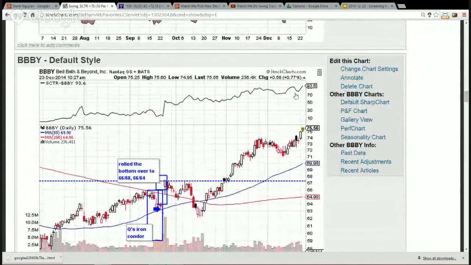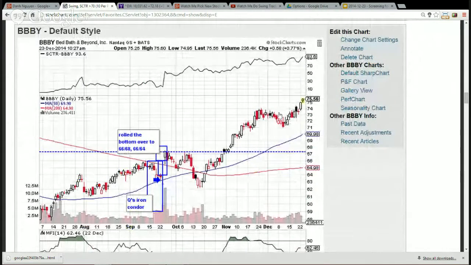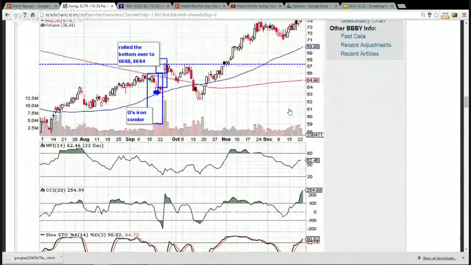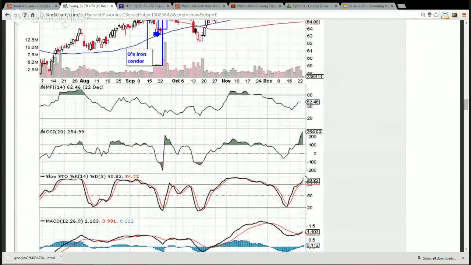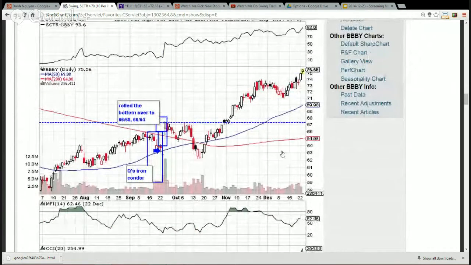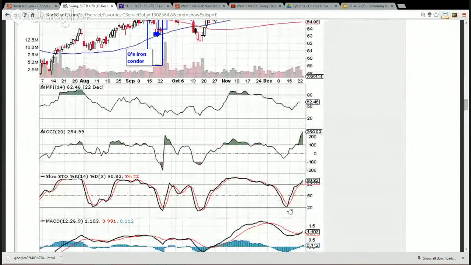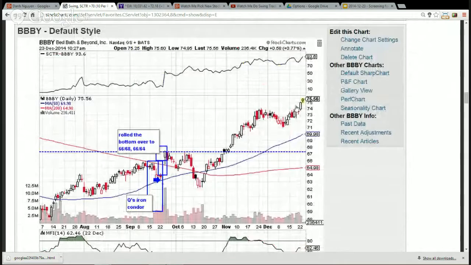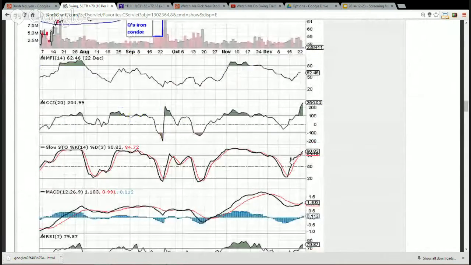Bed Bath and Beyond, very popular, 96 on the SCTR. So it's a good bullish stock. It's going up on a trend, but it's already in the overbought territory. So I wouldn't enter it at this point. Best place to catch this one would be right here when it's bouncing off the bottom. Even though the MACD is crossing, it's just too overbought. I would stay away. Okay.